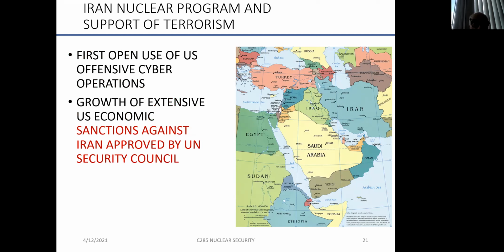That attack, called the Olympic Games, using the Stuxnet worm, was the first open use of US offensive cyber operations. Very significant. It ultimately led to the establishment of a similar Iranian cyber capability. And the US was not only involved in those operations, but also in extensive economic sanctions against Iran that were ultimately approved by the UN Security Council. So you see, the US had a multi-pronged effort to try to constrain the Iranian nuclear program.